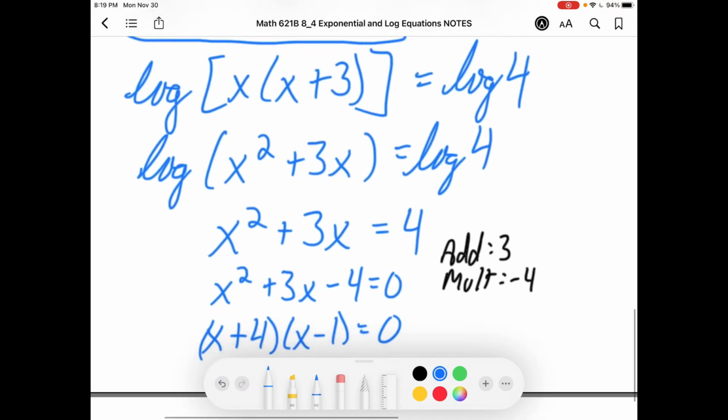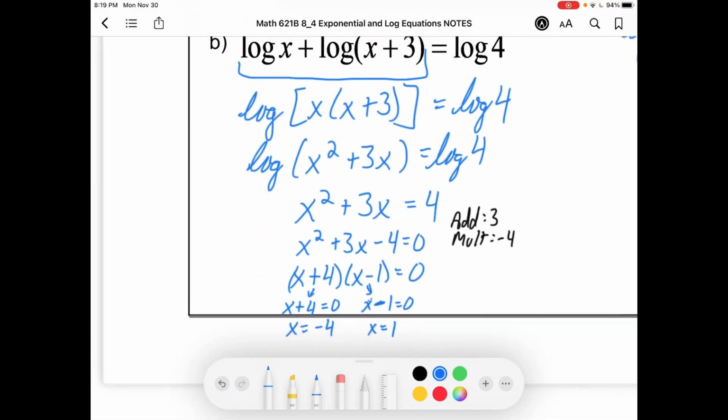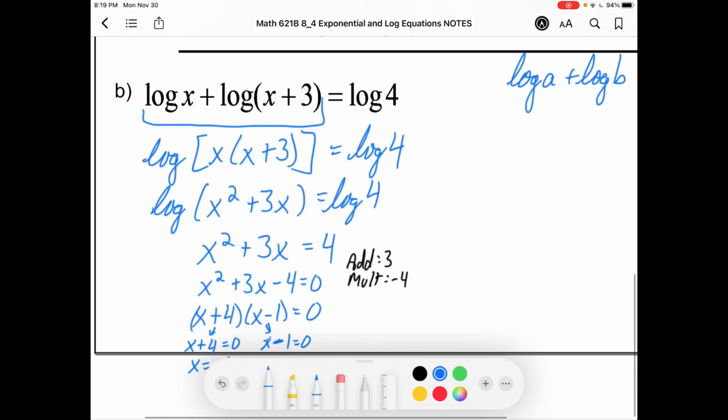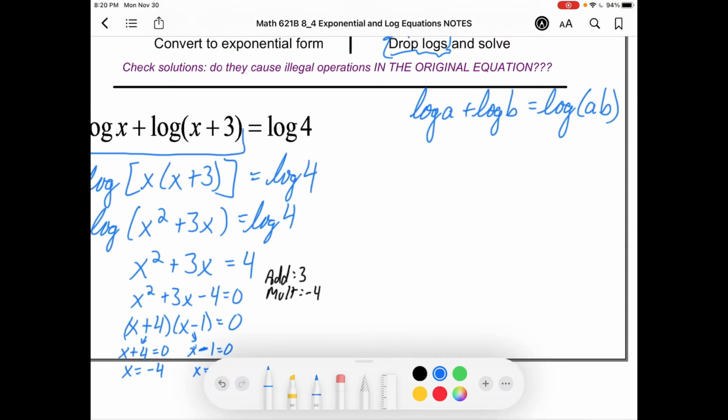Now remember that we're not done yet. We actually have to solve the elementary equations. So that means we've got x plus 4 equals 0, or x equals negative 4. A lot of people jump right to saying that. And x minus 1 equals 0, or x is equal to 1. That's a lot of work. And since it's a lot of work, we're tempted to say, okay, we're done. Those are our answers. But we need to check each of them.